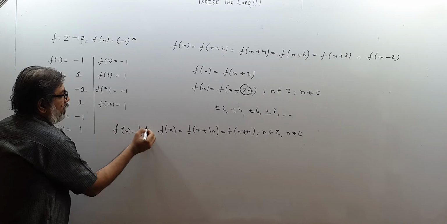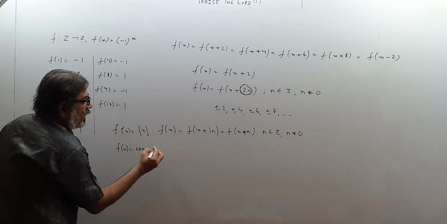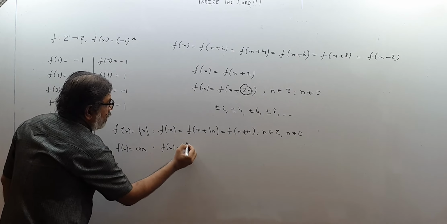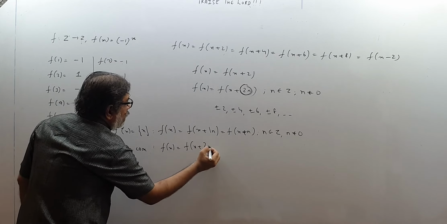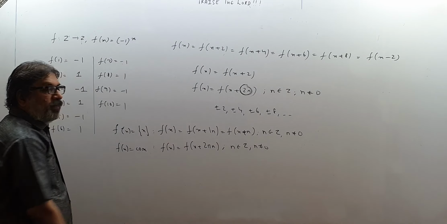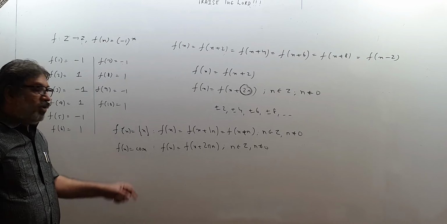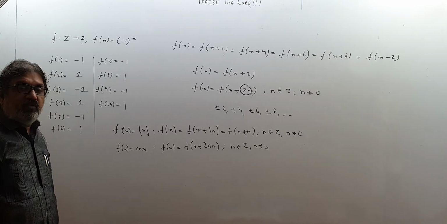For f of x equal to cos x, I know f of x will be f of x plus 2 pi n, where n belongs to Z but n is not 0. Not only 2 pi but multiples of 2 pi, because we saw cos was repeating after 2 pi. So the period will be called 2 pi n, that means all multiples of 2 pi are also periods. So plus minus 2 pi, plus minus 4 pi, plus minus 6 pi, by taking n values as integers 1, 2, 3, minus 1, minus 2, minus 3. What will be the fundamental period? 2 pi. That is the least positive number.